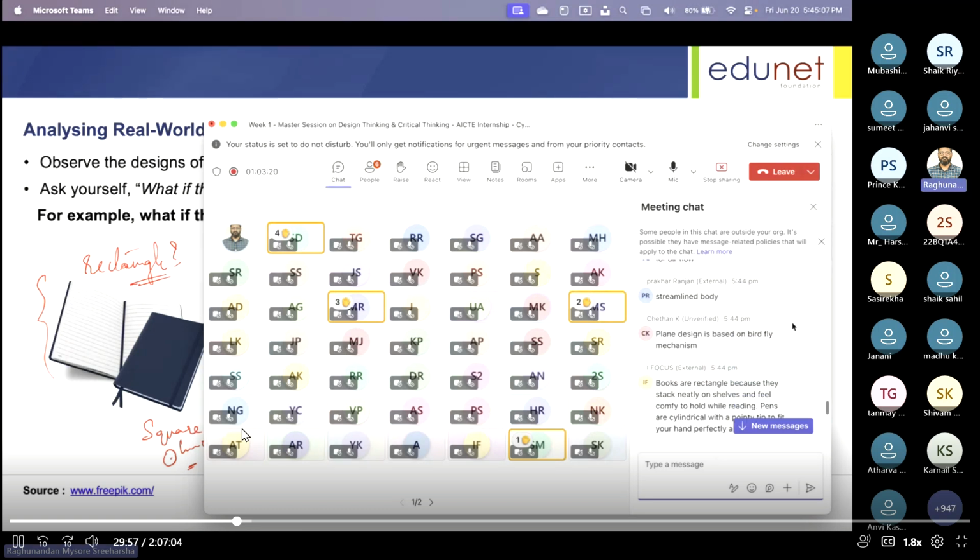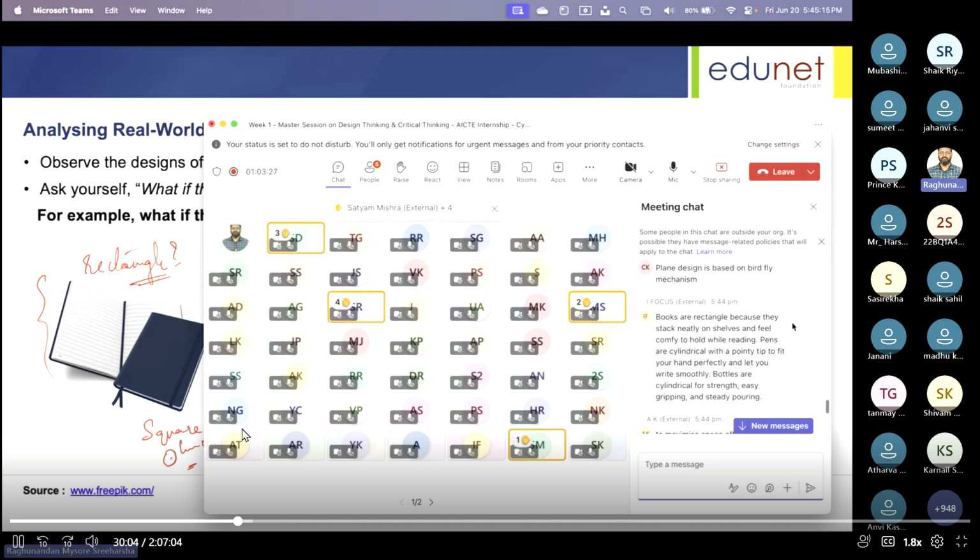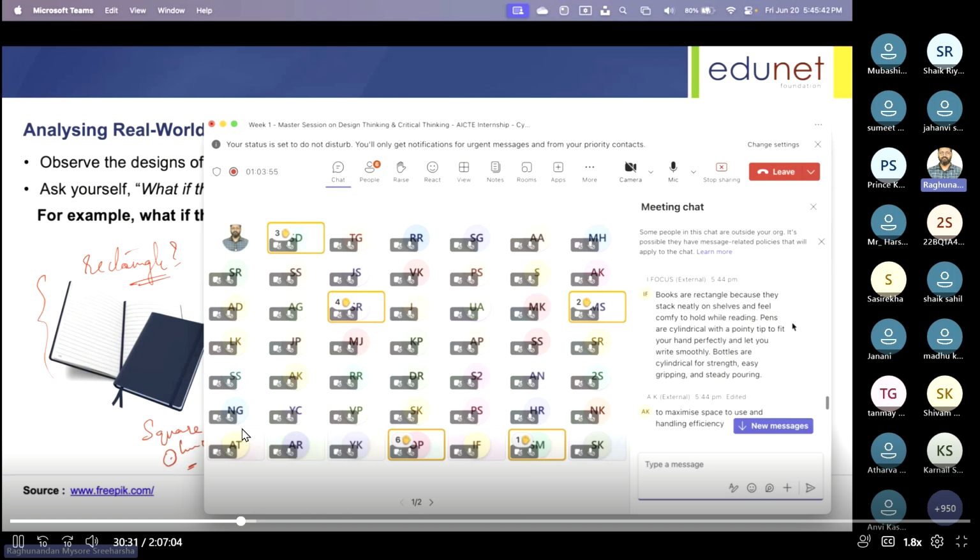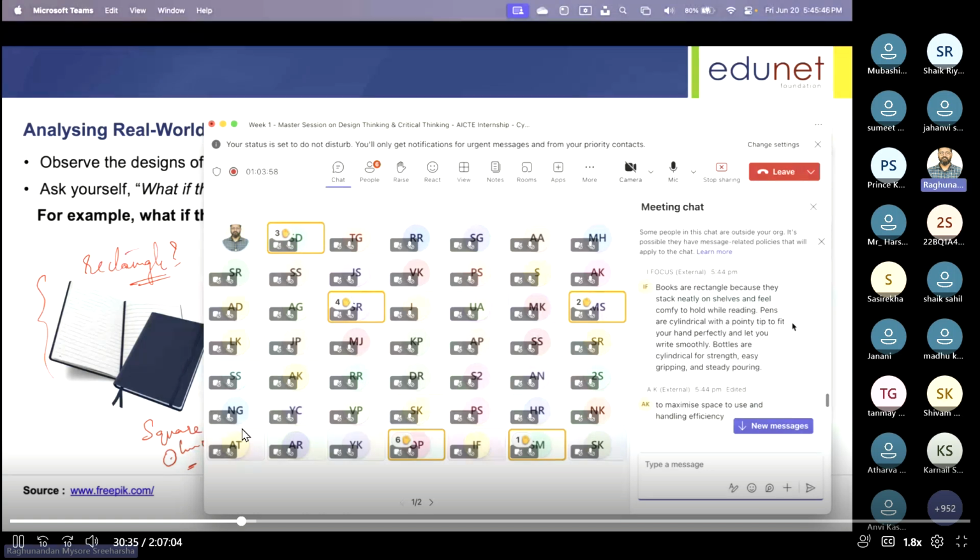Plane design is based on the bird flight mechanism. Yes, we call that aerodynamic. Books are rectangular because they stack neatly on shelves and feel comfy to hold while reading. So what if it was square? We have seen some books which are square also, right? The sizes below, I guess A5 and A6, sometimes might be square. Pens are cylindrical with a pointy tip to fit well in the hand. What if it were something different?